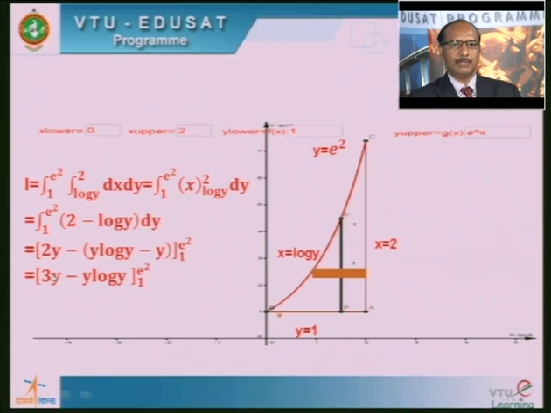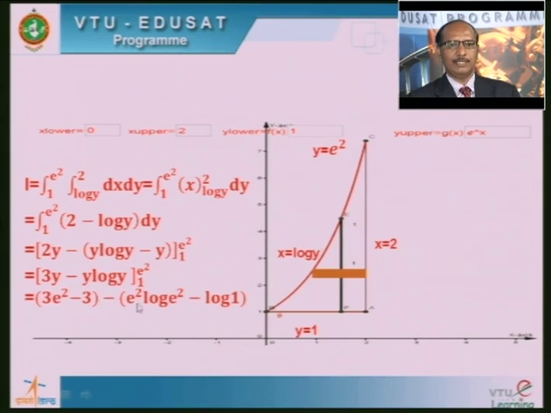Now substitute e square and 1 in place of y. For the first term, 3 into e square minus 3 into 1, that is 3 e square minus 3. For the second term, minus y into log y: substitute e square and 1. First y equal to e square into log of e square, minus y equal to 1, so 1 into log 1.